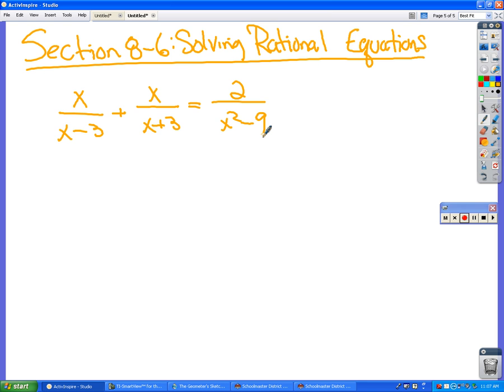Okay, so now what we're going to do is use these skills that we have spent so much time working on to solve equations.